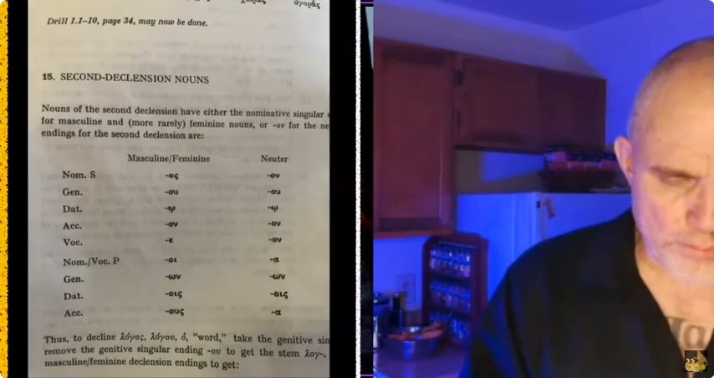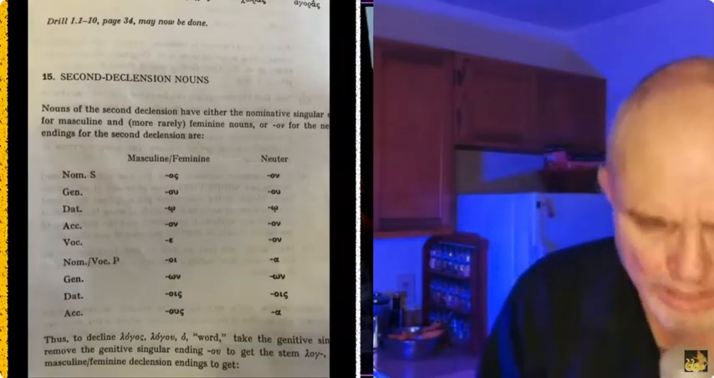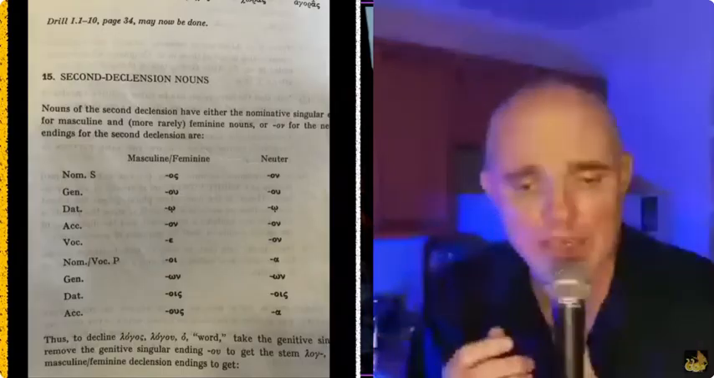What do you need to know from this? This is the take home. Replay this back to yourself. Here are second declension nouns.